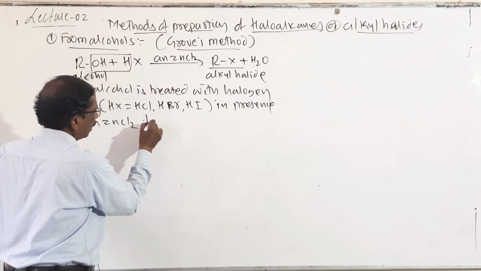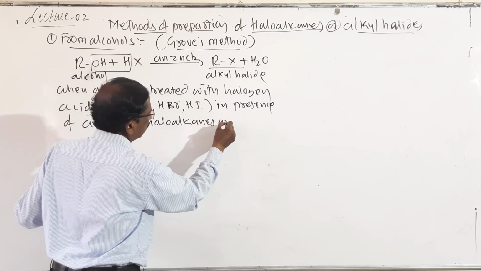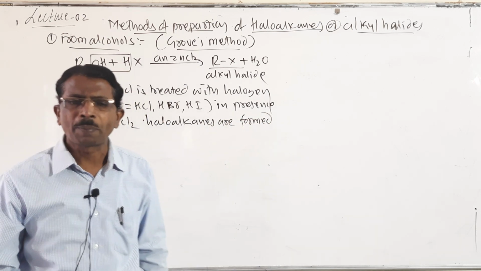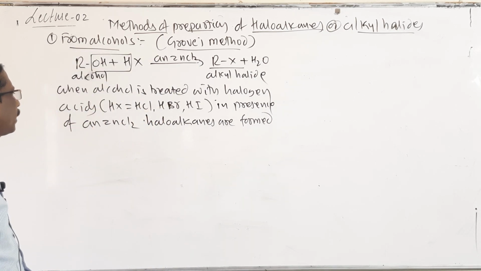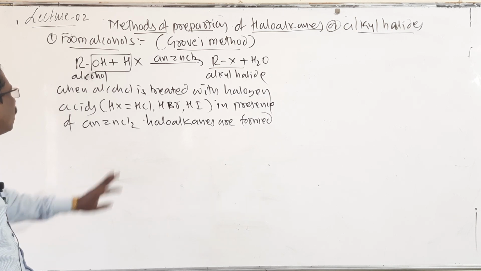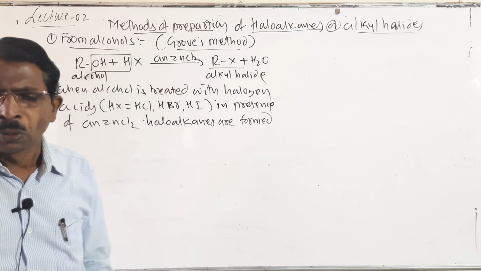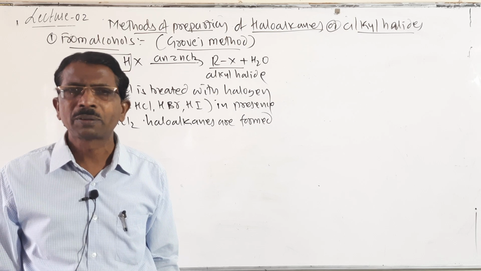Anhydrous zinc chloride, haloalkanes are formed. Look here students, it is the first reaction. So when alcohols are treated with halogen acids in presence of anhydrous zinc chloride, haloalkanes are formed. Here also students, we have to remember 4 important points.